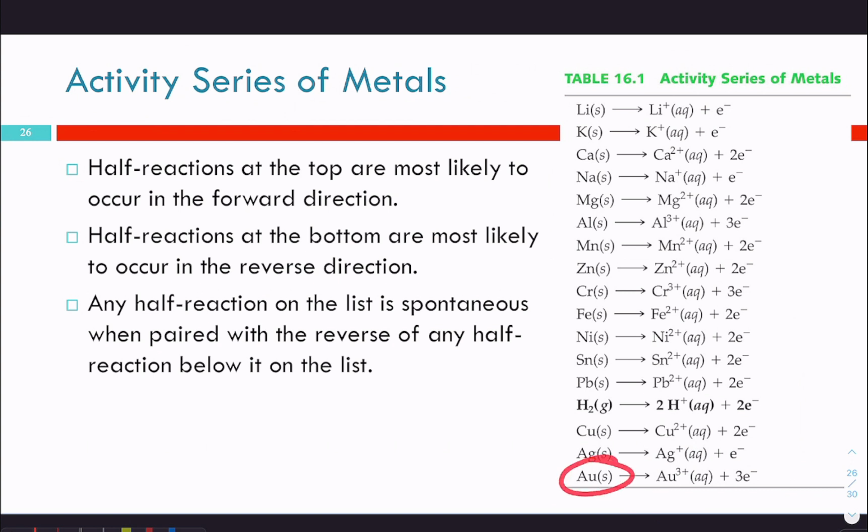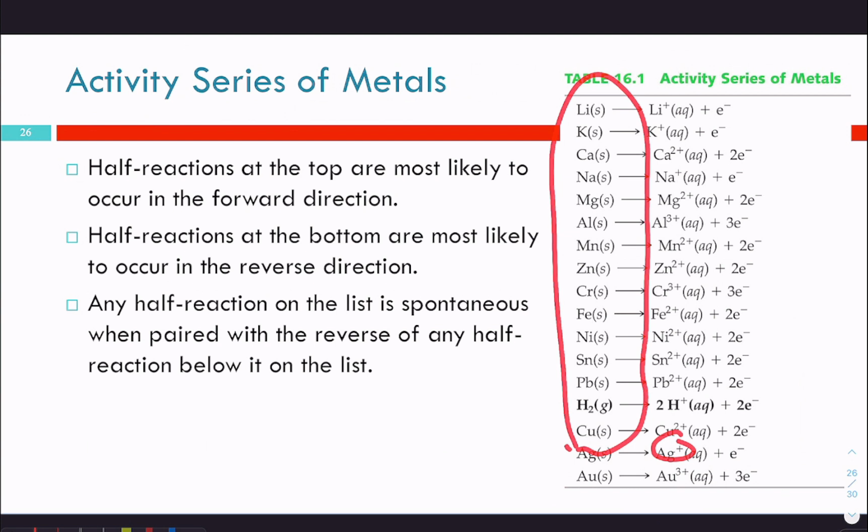So if you put a lithium metal strip into a gold solution, gold would beat up lithium and steal all of its electrons in a hurry. Any ion on this list that's lower is going to react spontaneously with anything that's higher on the list. So gold will beat silver, silver will beat copper, silver will beat any of these up here. So that's how you can use this activity series.